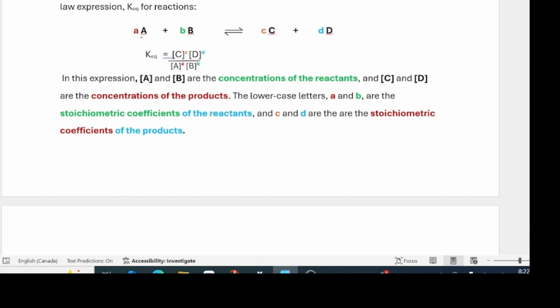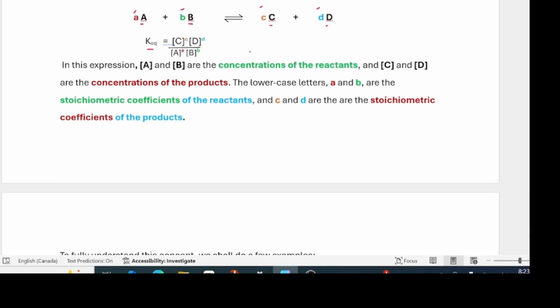So if you have reactant A with that coefficient, reactant B with that coefficient, to give product C with that coefficient and D with that coefficient, then the equilibrium constant expression can be represented as the concentration of product C raised to its coefficient c, times the concentration of product D raised to its coefficient d, divided by the concentration of reactant A raised to its coefficient a, times the concentration of reactant B raised to its coefficient b.